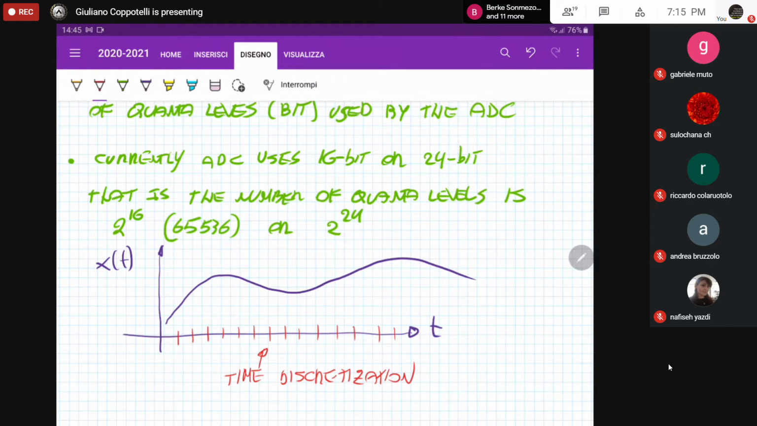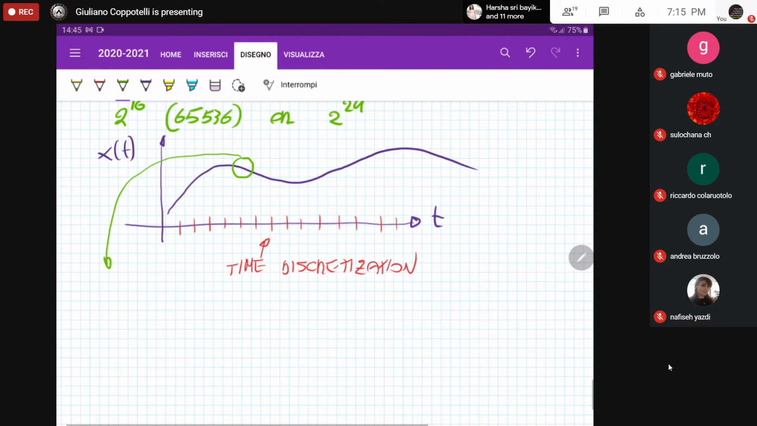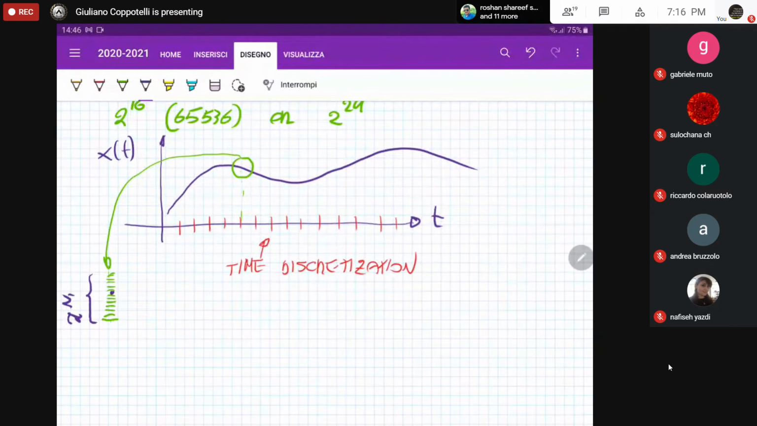But also your value here, the y-axis value, is defined better on a number of quanta levels. Okay, so you are having, for example, at that line, a number of quanta levels like this. So this value will be in between one quanta level or another one, and this number is equal to 2 to the number of bits. Okay, let me say that as n bit. And that is what I call the discretization in the y-axis.